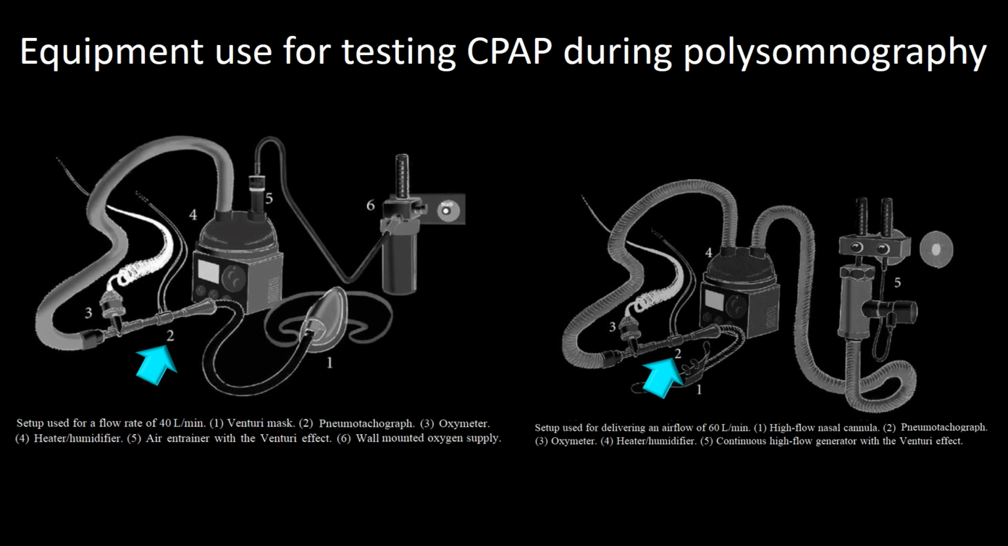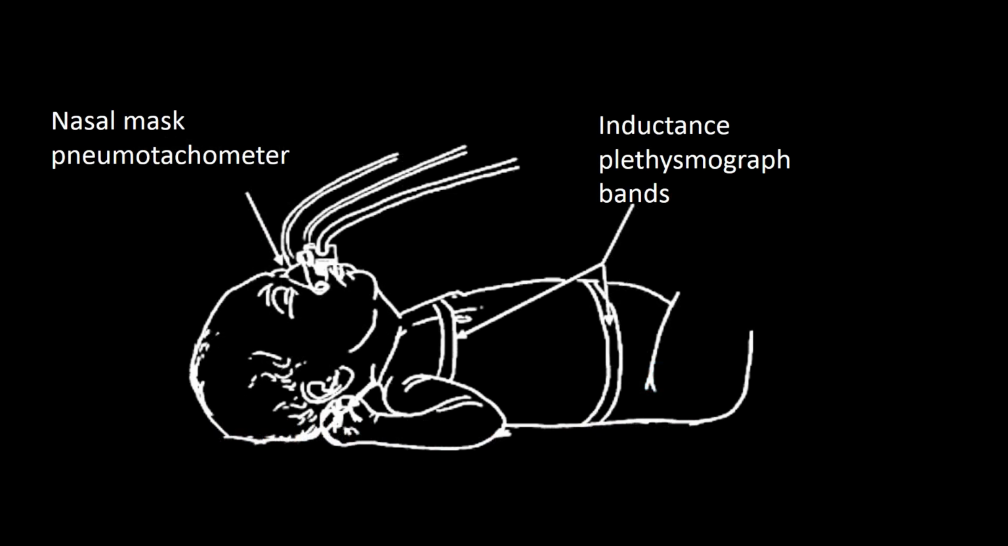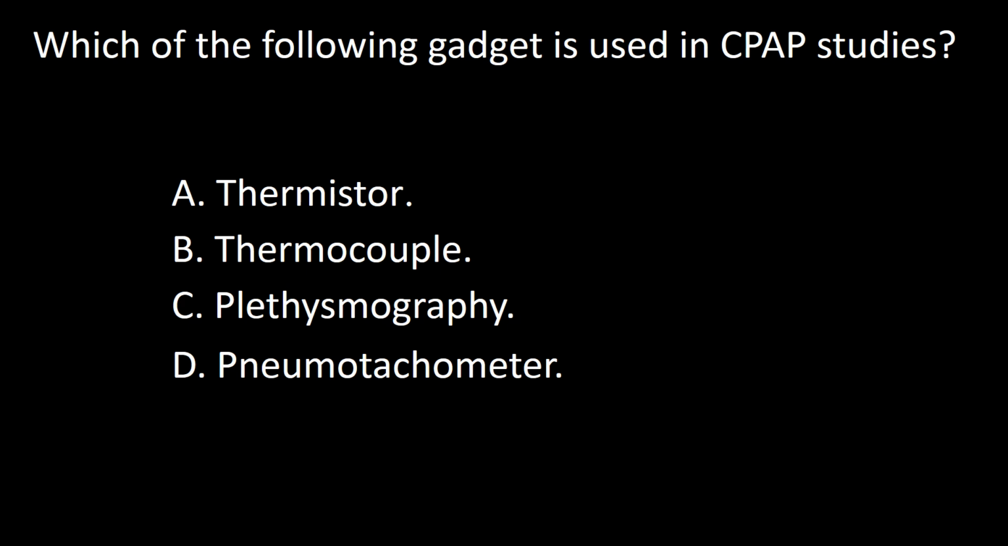This figure has two different types of devices used for CPAP. The figure on your right shows an equipment setup to deliver low flow rate by mask. Higher airflow must be delivered by cannula. Both devices have a pneumotachograph incorporated in them. Nasal mask pneumotachometer can also be used in the evaluation of neonates with breathing problems, but their use is cumbersome, and in most instances, temperature devices suffice. So the answer to this question is D. Thank you.